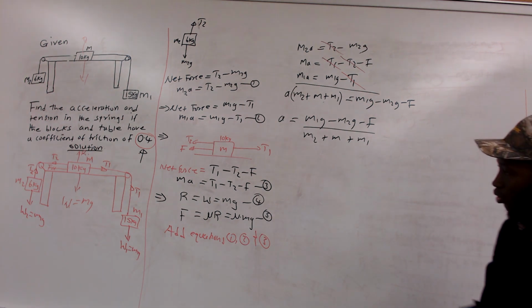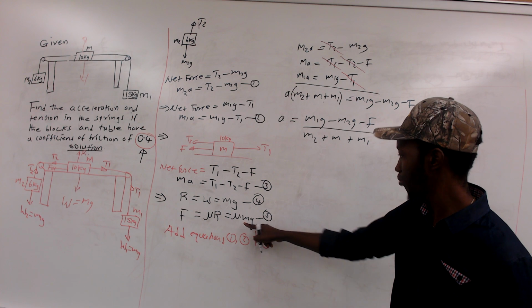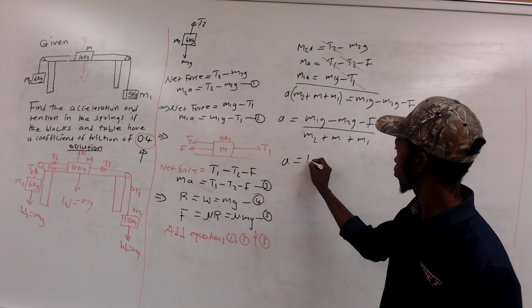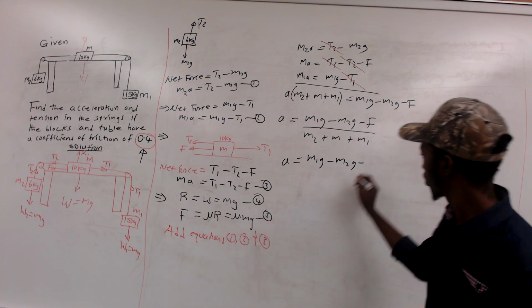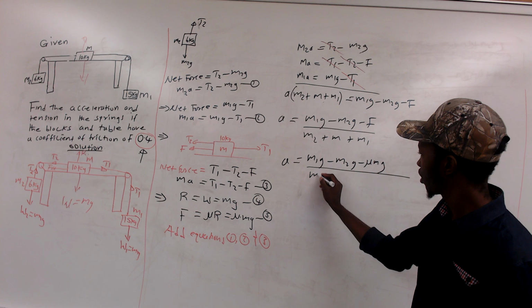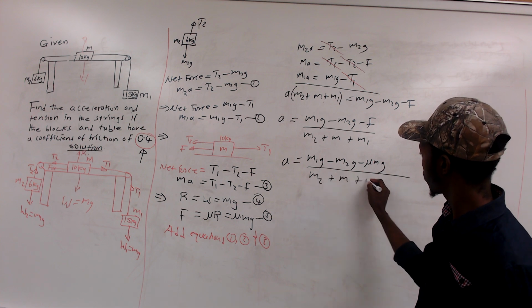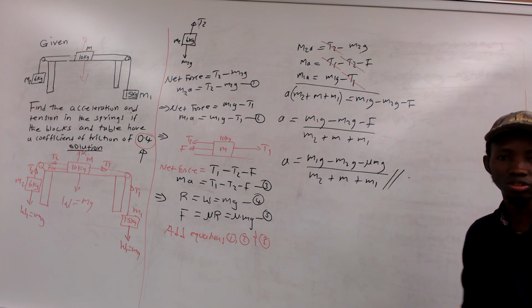But mind you, we have F to be the coefficient of friction times mg. So if we substitute, we have M1G minus M2G minus mu mg, divided by M2 plus M plus M1. This is the first quantity, so this is A.